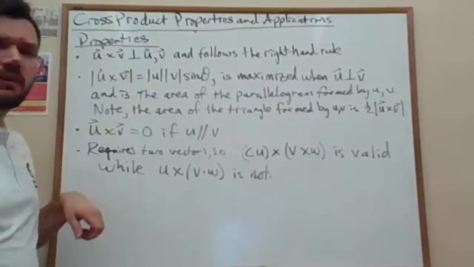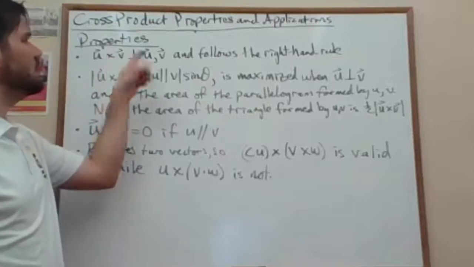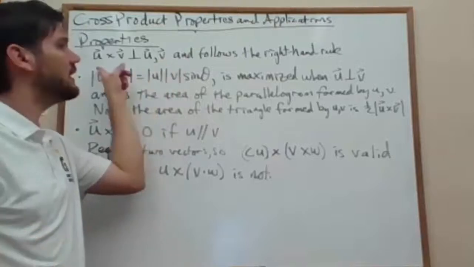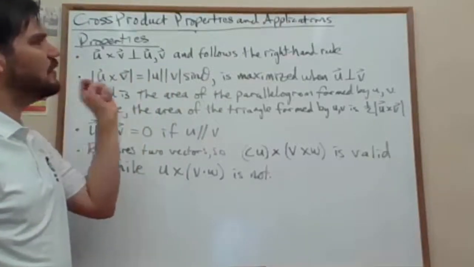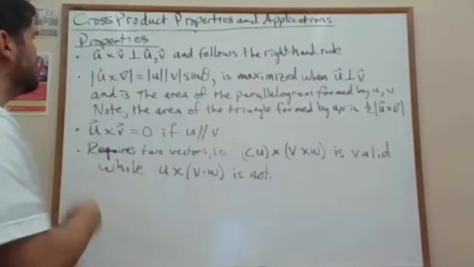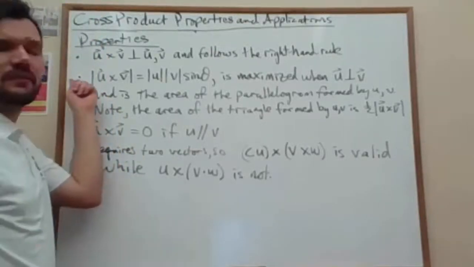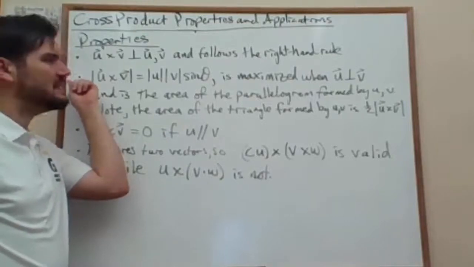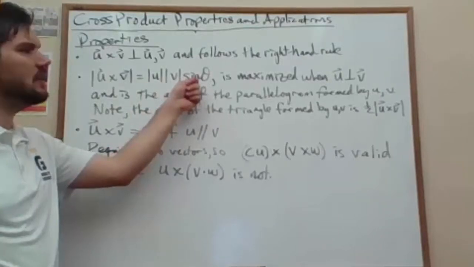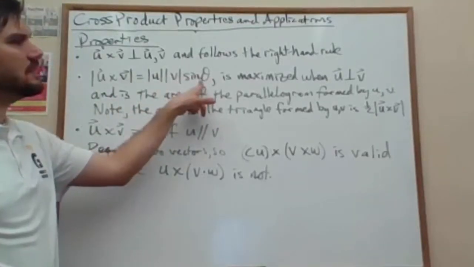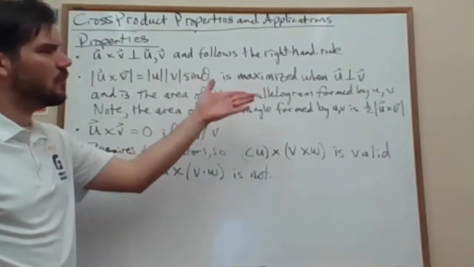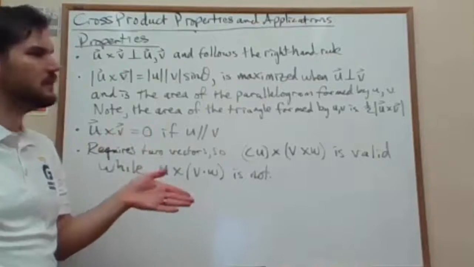So first, the cross product creates a vector which is perpendicular to both u and v, the ones used in forming it, and that vector follows the right-hand rule in its construction to figure out which direction it's pointing. The magnitude of that cross product is the magnitude of u times the magnitude of v times the sine of the angle, which is maximized, obviously, when the angle is 90 degrees, or when u and v are perpendicular.